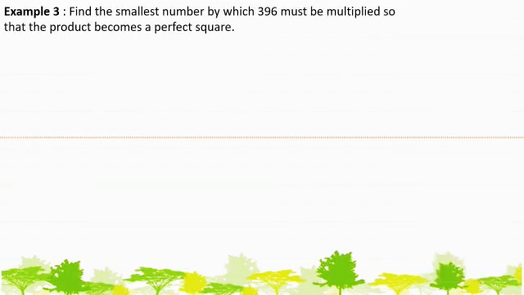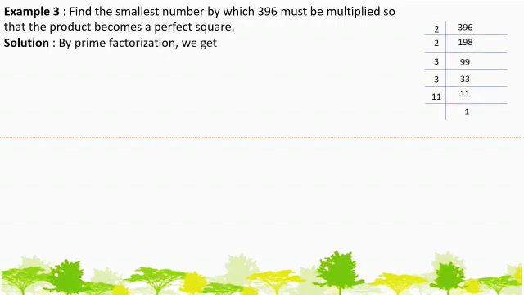Example number 3. Find the smallest number by which 396 must be multiplied so that the product becomes a perfect square. Here also we find prime factors of 396. 396 is equal to 2 into 2 into 3 into 3 into 11.